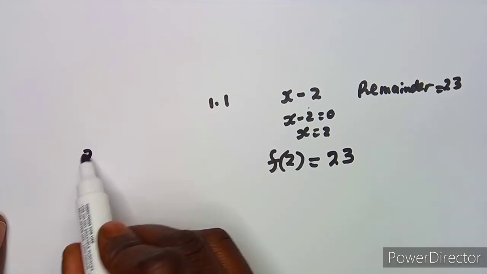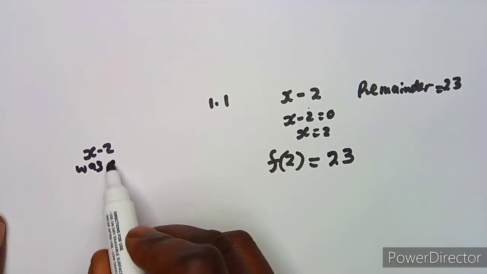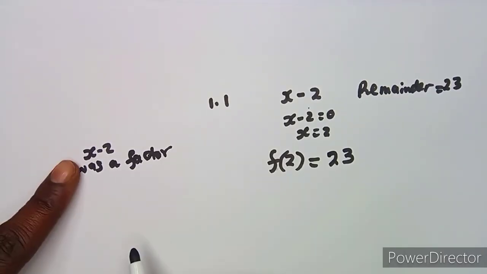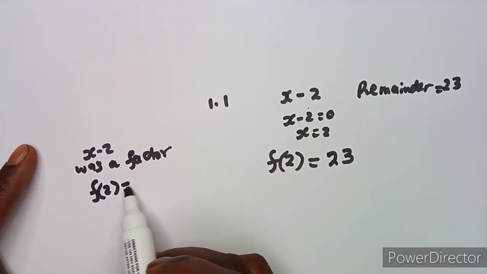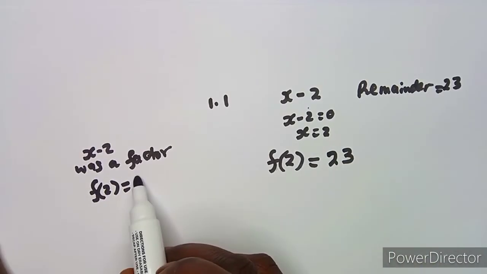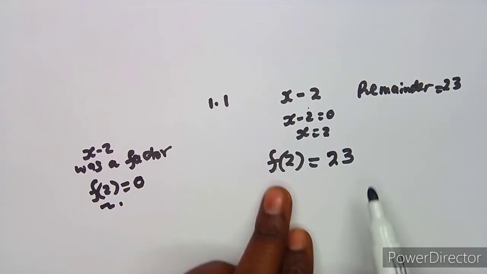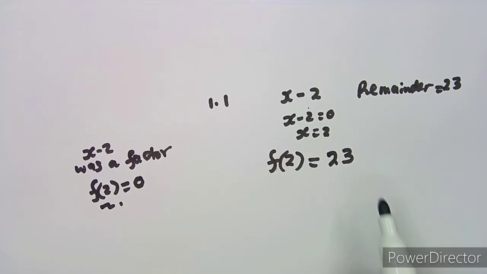If x minus 2 was a factor, then f of 2 was not going to give us a remainder, it was going to give us a 0. But this time it's not a factor, so you equate to the remainder. So take note about this concept. That is the idea there.